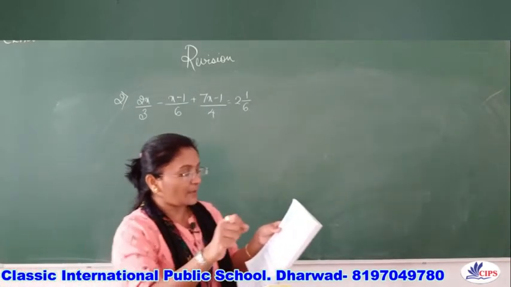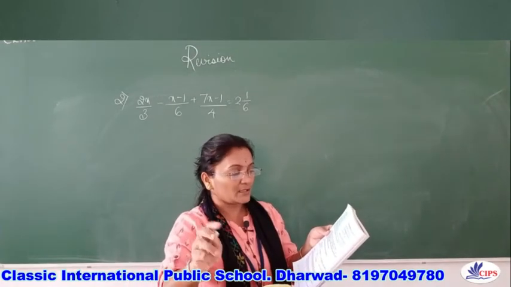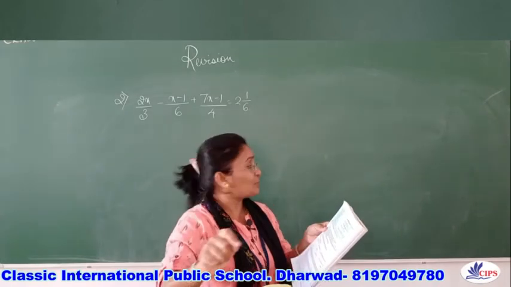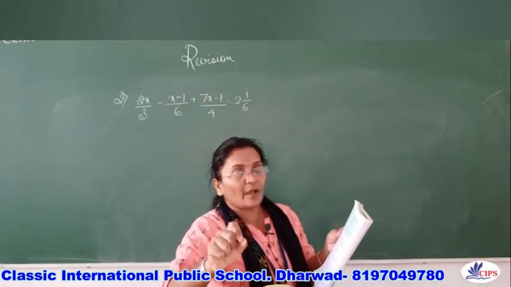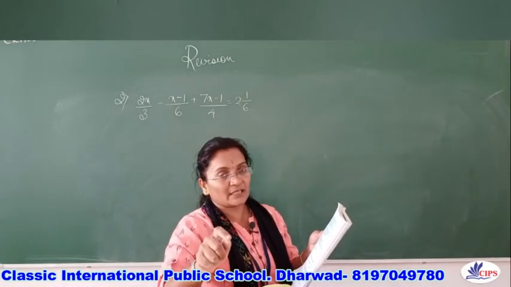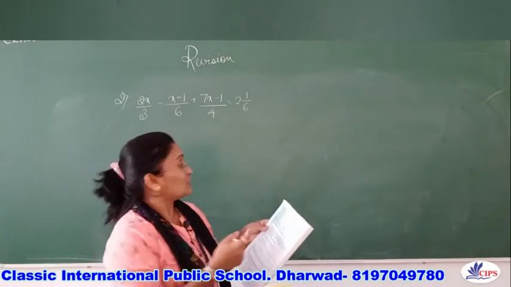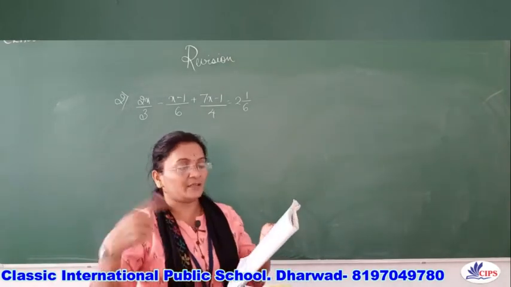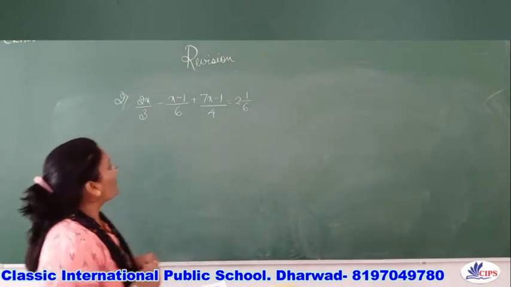Solve 2x by 3 minus x minus 1 by 6 plus 7x minus 1 by 4 equals 2 1 by 6. Then what they have told: hence find the value of a if 1 by a plus 5 by 5x is equal to 8. So here we have two steps to solve in this sum. Let's find the value of x first and then we will substitute the value of x into the given equation. So let's start solving.